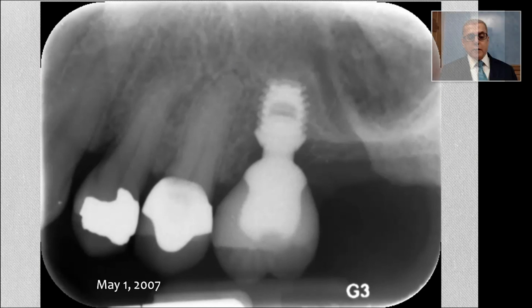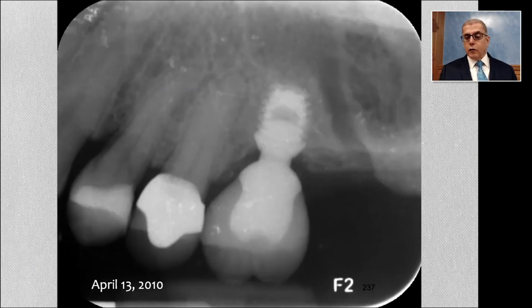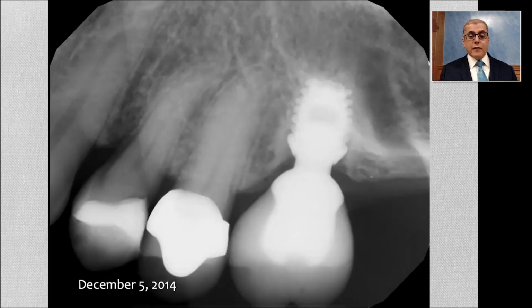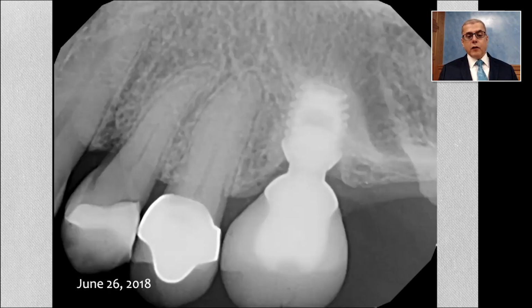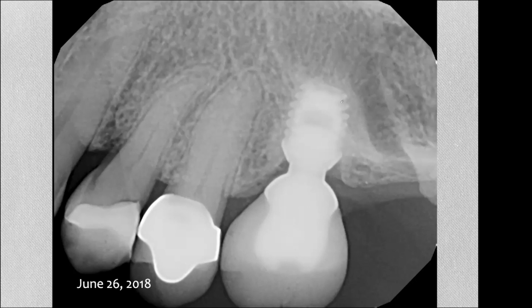And this is the IEC in 2007. We have a several year follow-up on this, a 6-year follow-up at least. And actually, we do have 7 years. Okay. And finally, an 11-year follow-up on it. Notice how stable the bone is, how nice the shoulder sits, and the sinus lift has been incorporated. It's become part of the bone.